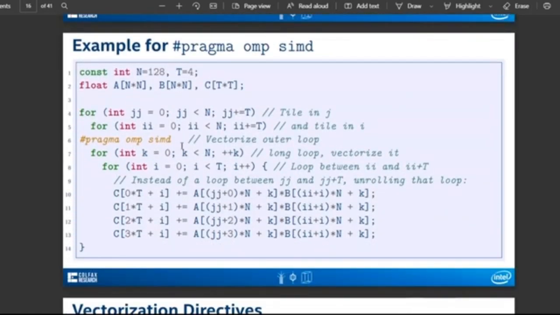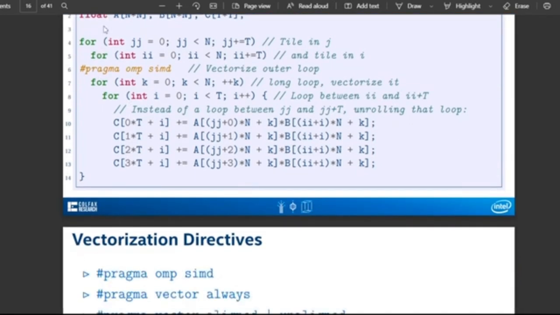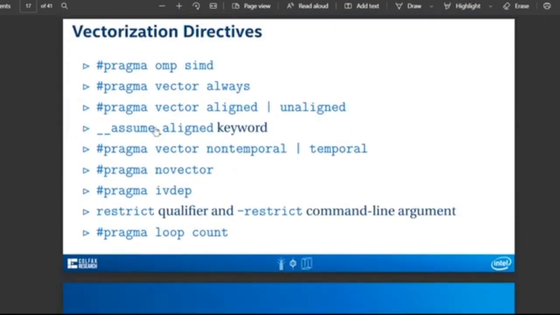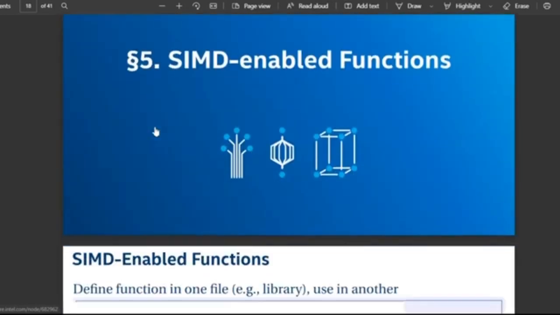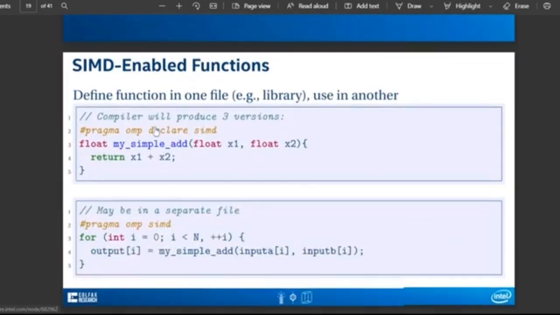So sometimes you have to guide your compiler. Here we've got two nested loops, and we're making sure that vectorization happens by putting this pragma OMP SIMD on the outer loop. So here are all the vectorization directives, and I'm just flying through this. All this information is publicly available, and I'll put the links below to show you where you can get access to everything.